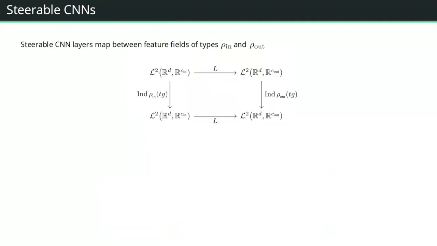Okay, so again, we have now defined our group representation spaces. And now we need to look at maps which are equivariantly mapping between these representation spaces. So we have on the left L2(R^d, R^c_in) with this induced rho_in group action. So this is the induced representation of rho_in as input representation space. And then we have the rho_out induced representation space. And we want to look at maps between them.